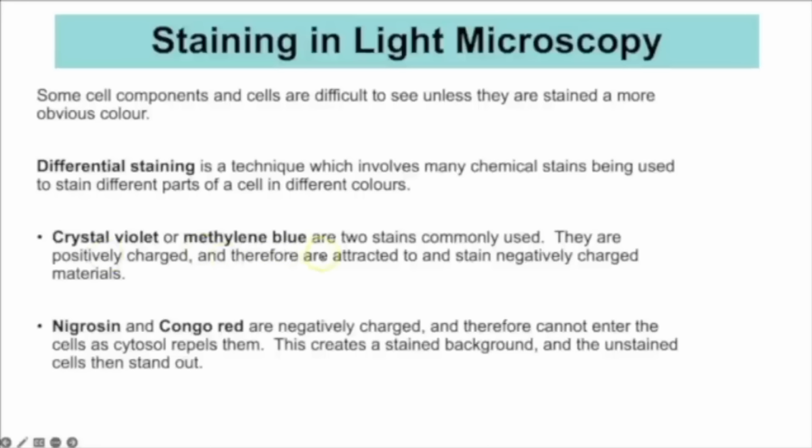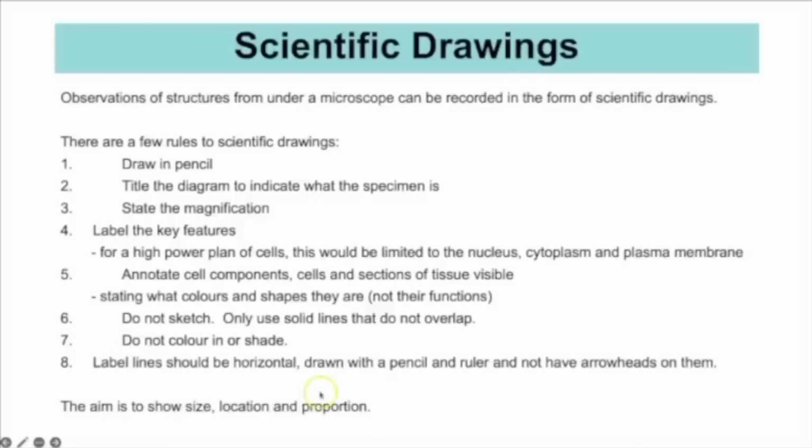Observations of structures from under a microscope can be recorded in the form of scientific drawings, and there are set rules that you need to know for how you create a scientific drawing, because these are very different to your typical artistic shaded style drawings. So number 1, it should always be in a pencil. Title the diagram to indicate what the specimen is. You have to state what magnification was used for the microscope and that you have drawn the image at.